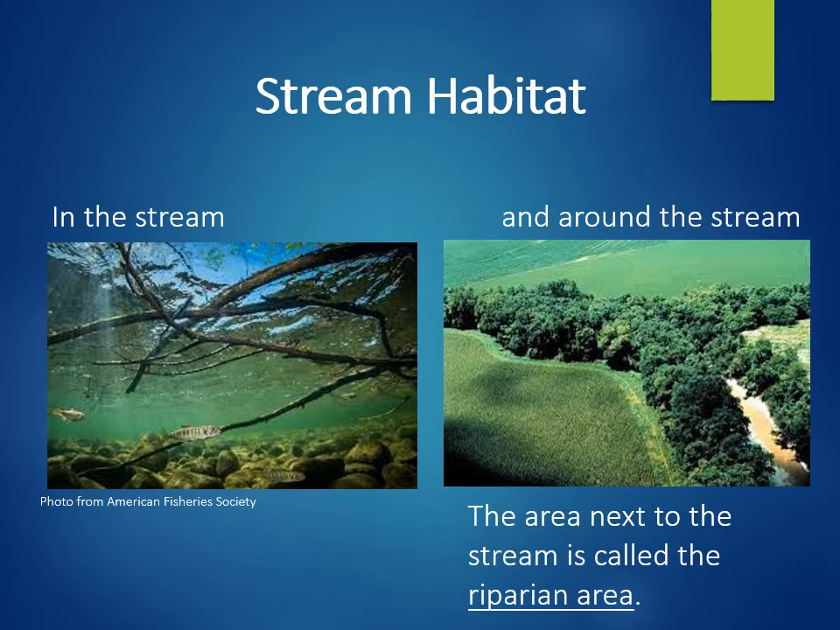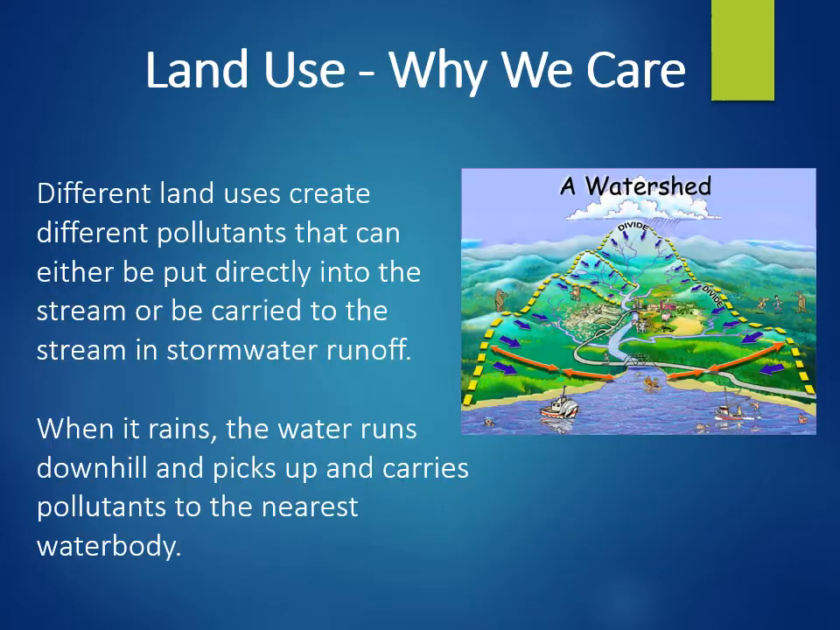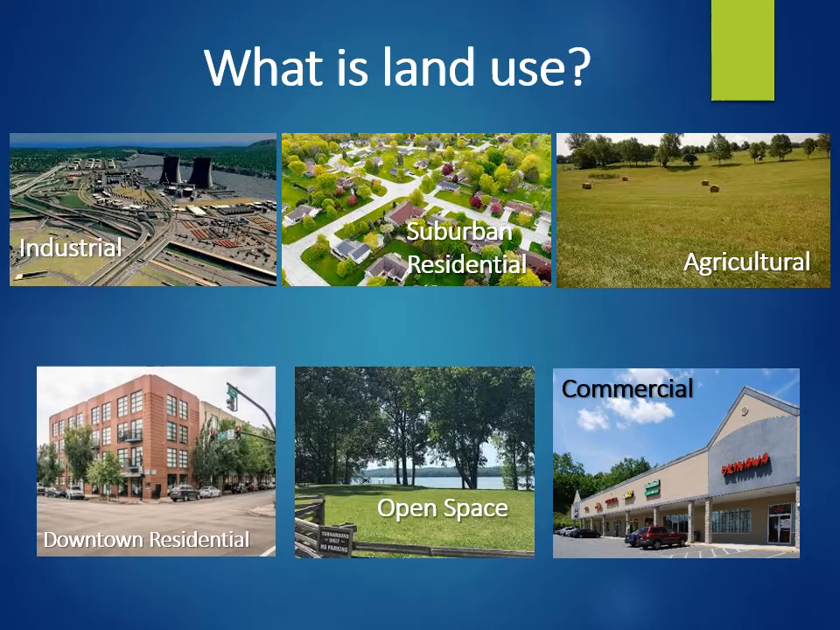Again, we'll be considering features both within the stream itself and around the stream. The area adjacent to a stream or river is called the riparian area or riparian buffer. Your assessment form includes notation of land uses in the area. This is important because land uses can contribute unique pollutants, either directly or indirectly, as stormwater runs off of the land and picks up contaminants from the land used for those purposes.